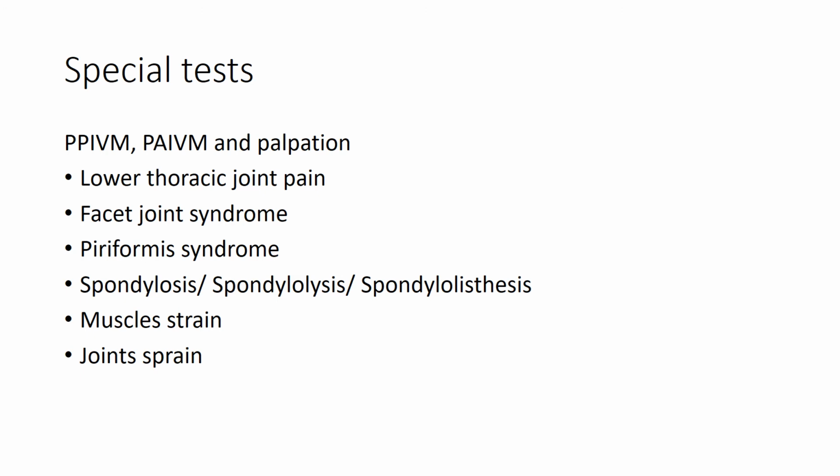And palpation, don't forget it, because you need to palpate a lot of things. For example, for sacroiliac joint problems, you palpate the dorsal longitudinal ligaments. For piriformis syndrome, of course, palpation of the piriformis muscle. Okay.